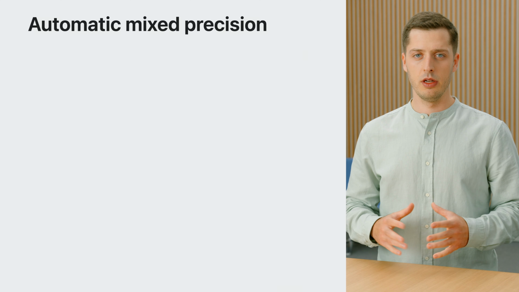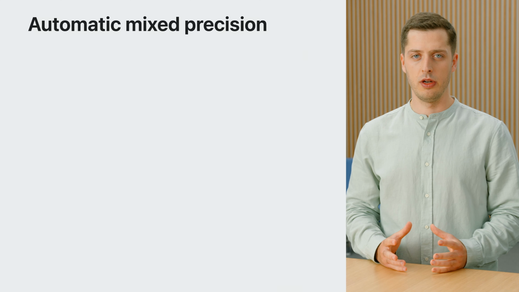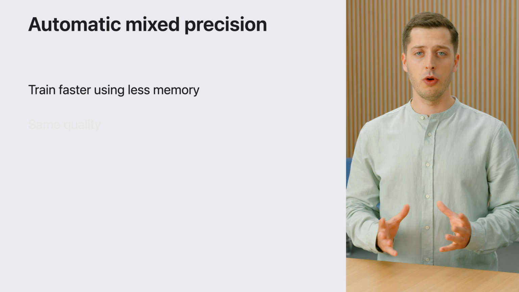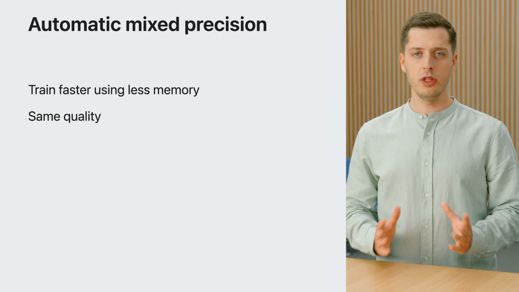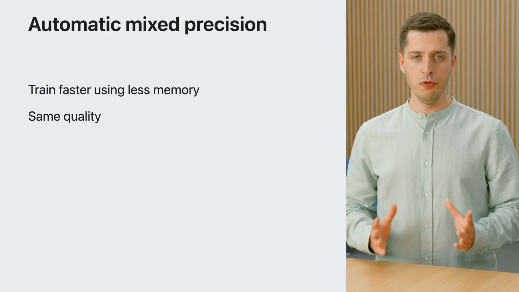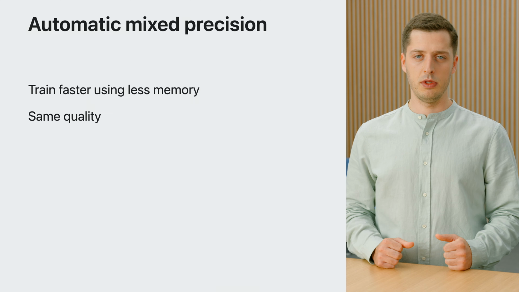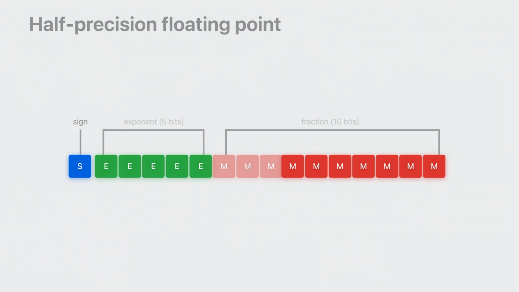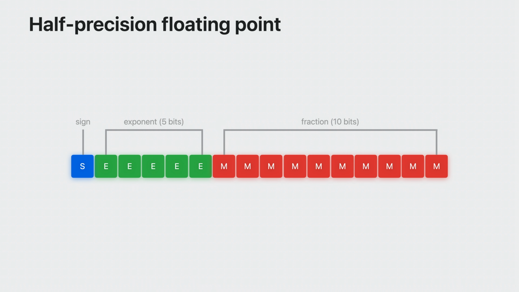PyTorch MPS backend now supports automatic mixed precision, which allows you to train faster using less memory and without loss in quality. To understand mixed precision, I'll first review the supported data types. Mixed precision training is a mode that allows training deep learning models with a mix of single precision floating point and half precision floating point. Starting with macOS Sonoma, MPS Graph adds support for a new data type, bfloat16.